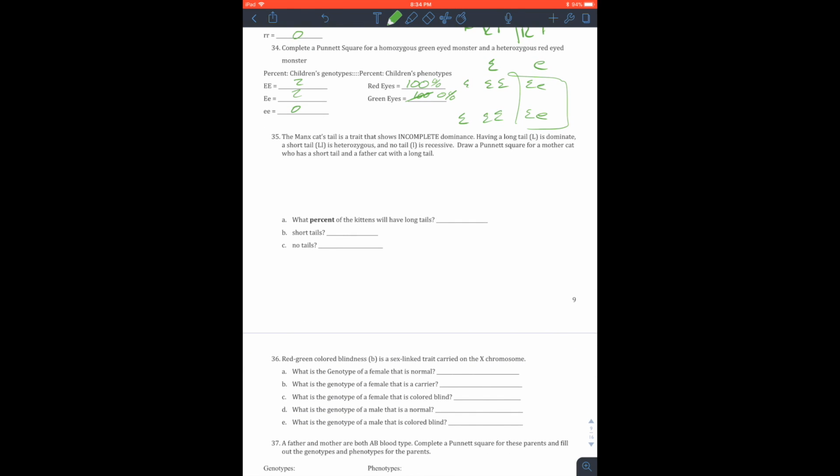Okay, the cat's tail is shown to be incomplete, so this is going to be blending. Having a long tail is dominant, and a short tail is heterozygous. No tail is homozygous recessive. Draw a Punnett square for a mother who has a short tail, so I know she's heterozygous, and a father with a long tail. What percentage will have long tails? Well, in this case, 50%. Short tails, 50%. And no tails, 0%.